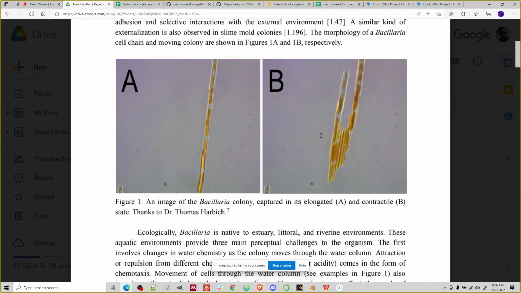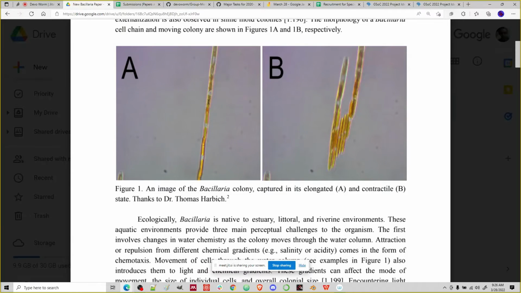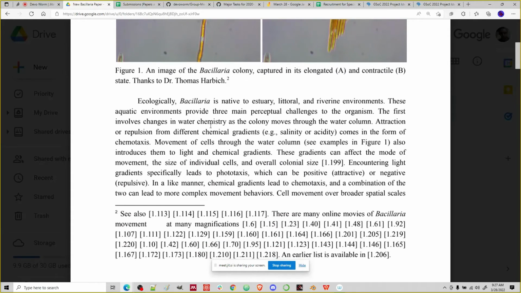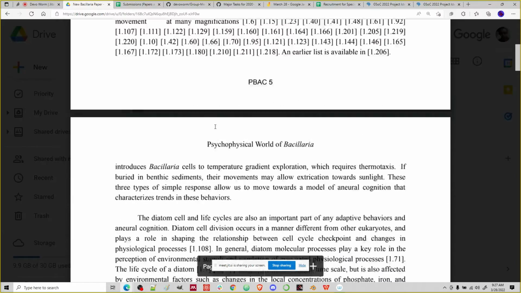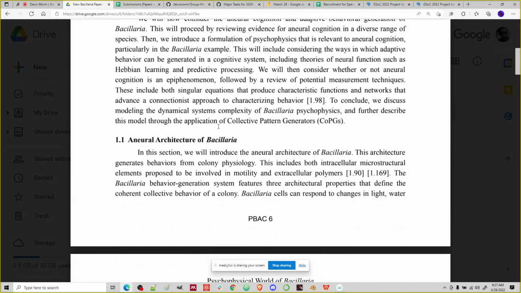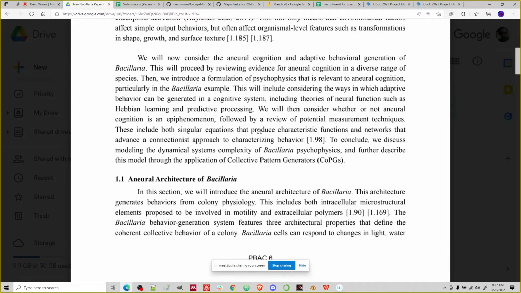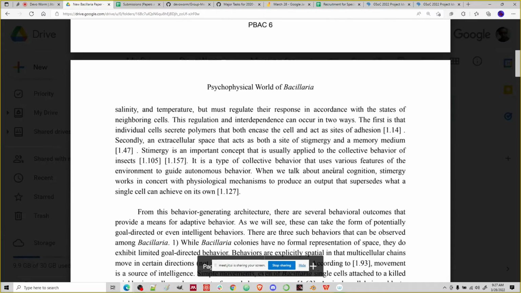In this case, we're proposing that there's maybe an internal world of the Basilaria. It isn't that it's not physics; it's just that there's some information processing that goes on aside from the physics. So this is where this paper goes. We review a little bit about Basilaria and diatoms, and talk about some of the models that we're going to apply. Then we've come up with a model called the collective pattern generator, and I'll get into what that looks like in a little bit.